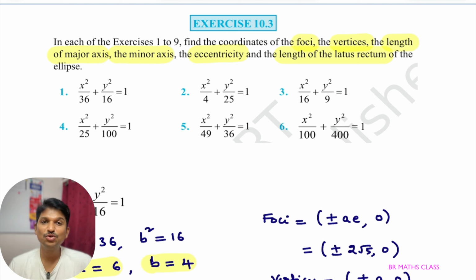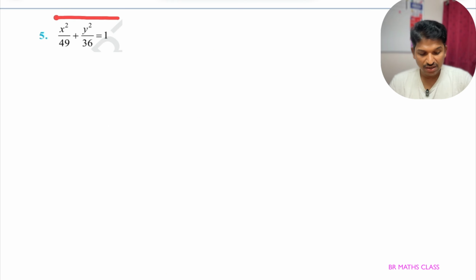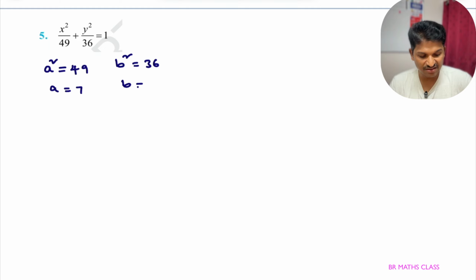Only thing is, you need to know which type the ellipse is. If the ellipse is first type, what are its formulas? If the ellipse equation is second type, what are its formulas? If you know those things, these problems are very easy. I want you to try this problem as homework, and I'll do this fifth problem now. We know that this is the ellipse equation. From this, we'll find a value and b value. A square is 49. That means a is 7. B square is 36. That means b is 6.